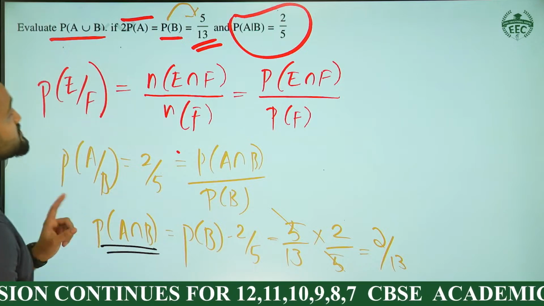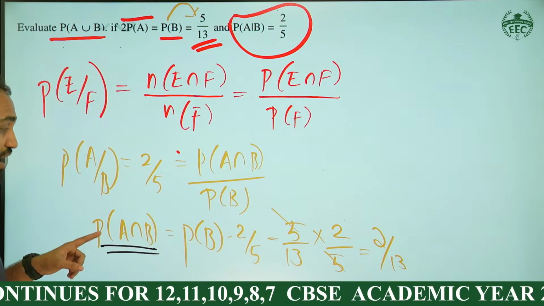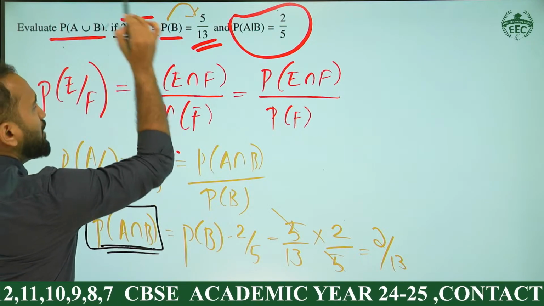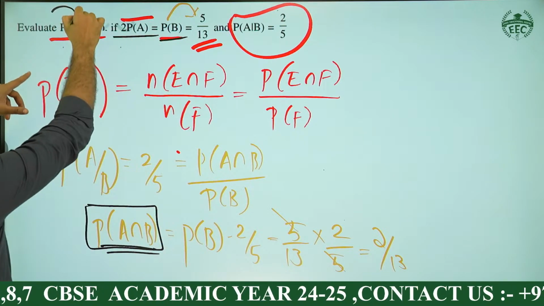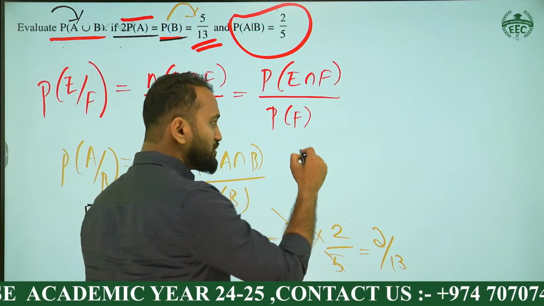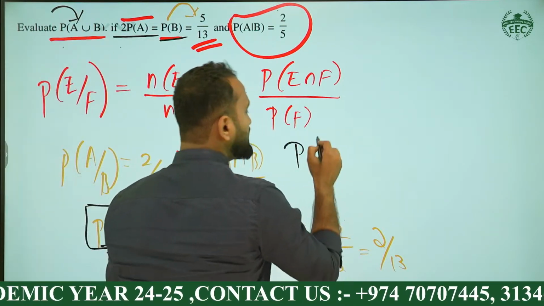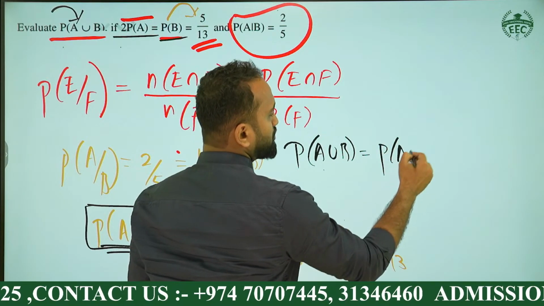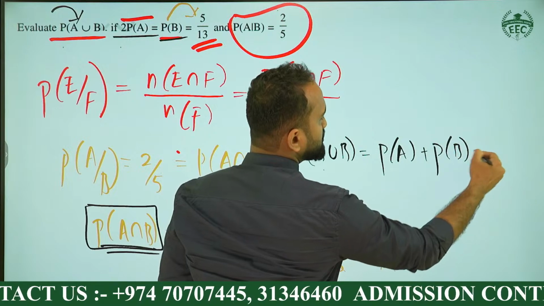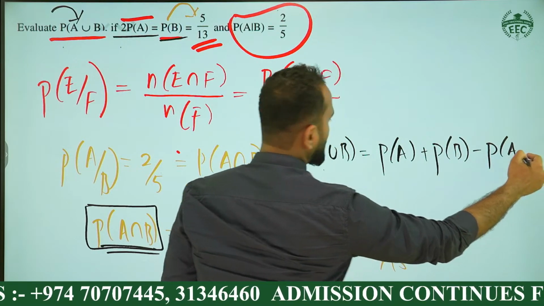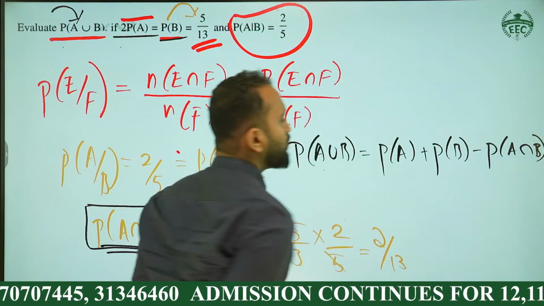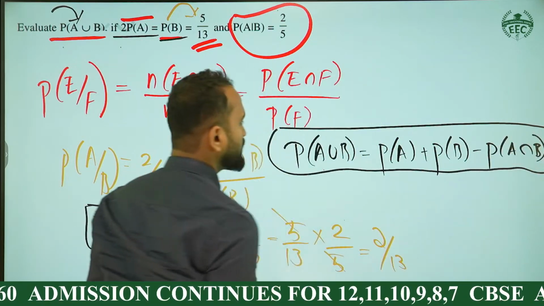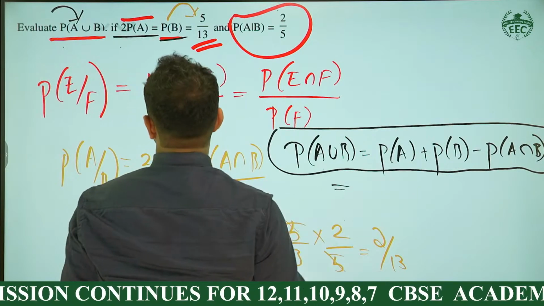You got the value of P of A intersection B. But remember, the question is not to find P of A intersection B. After finding P of A intersection B and knowing P of A and P of B, you can find P of A union B based on the formula: P of A union B is equal to P of A plus P of B minus P of A intersection B. This is the most commonly used, important formula for the entire chapter on probability in the 11th as well as in the 12th. So here, the union will become P of A. People, tell me what is P of A.